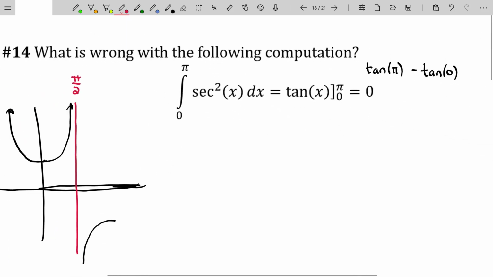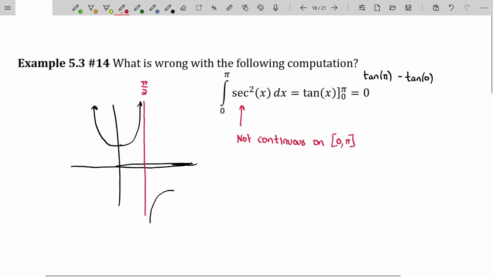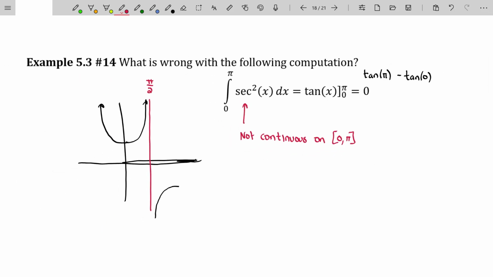So this is not continuous on 0 to pi. It has a discontinuity at pi over 2, so you can't integrate it. And that's a problem. And if you ask, well, can I break that into the integral from 0 to pi over 2 and then the integral from pi over 2 to pi? I would say no, because again, your secant is not defined at that edge. So you can't even do that.